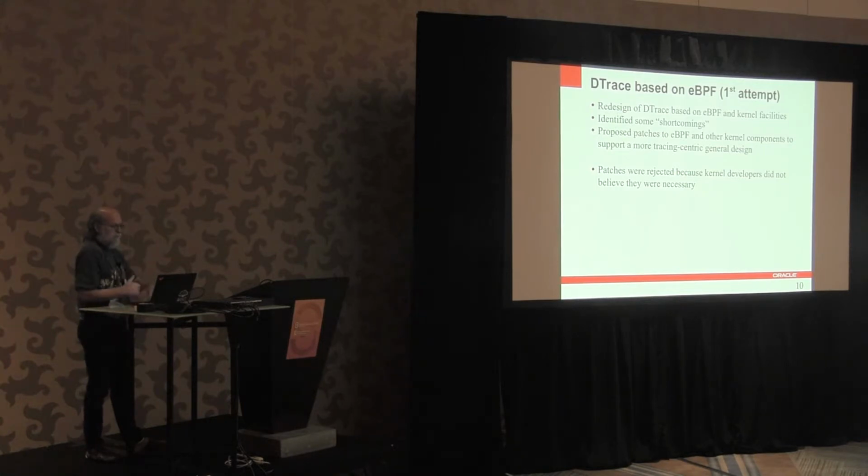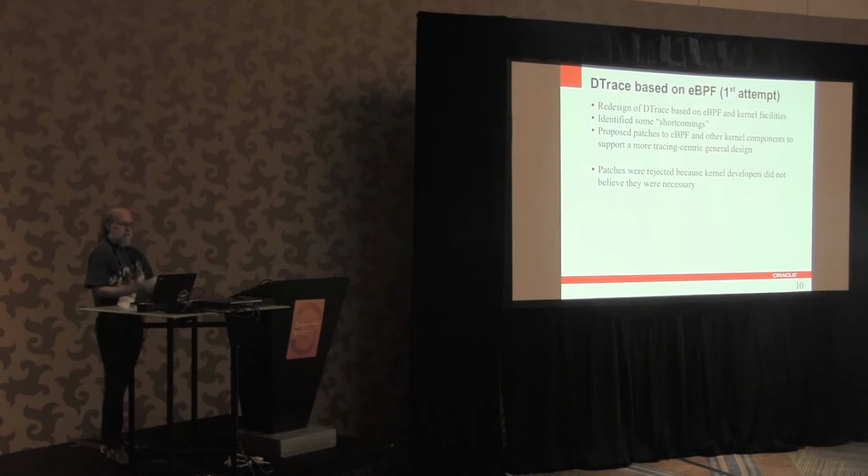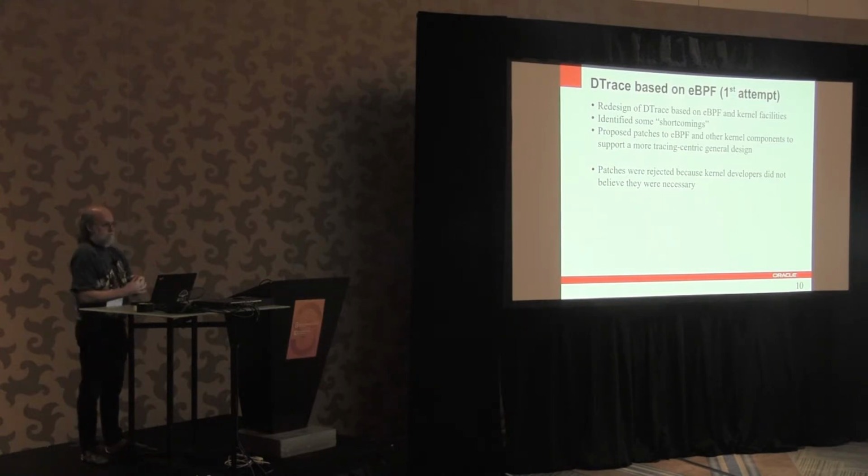So the first attempt we made, well, I should say I made, I should take responsibility for this failure, was basically we were going to redesign it, we're going to use eBPF, we're going to use the kernel features. I did a very lengthy analysis of what is available in the kernel, how can we use it, what is missing, kind of using software engineering at its best. And I came up with the idea, okay, so these are the things that are missing, let's propose those as patches to the kernel. That was not well received.